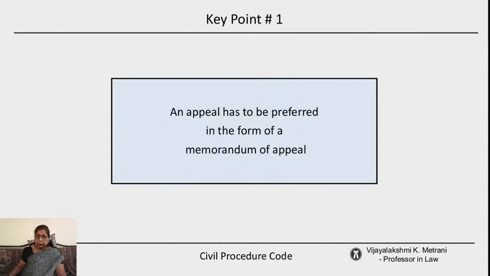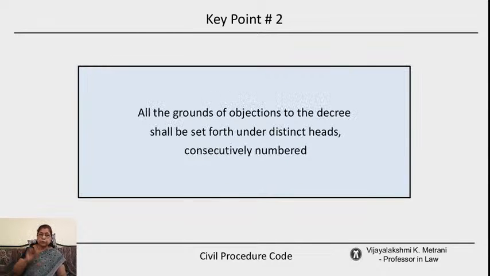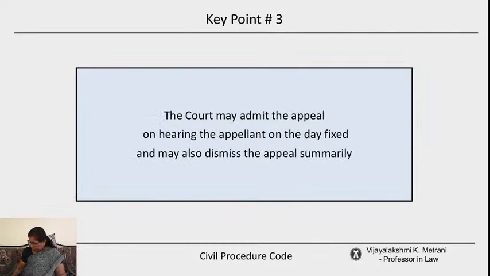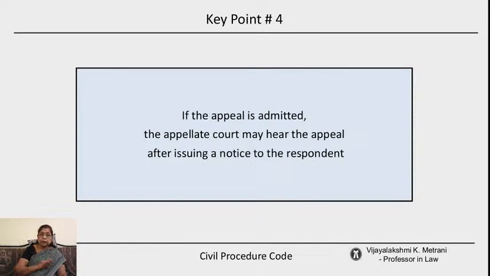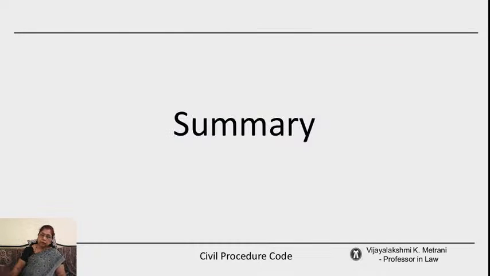that the basic thing is that the appeal has to be preferred in the form of a memorandum of appeal. Secondly, all the grounds should be set forth under distinct heads. Thirdly, the court may admit the appeal after hearing the appellant on the day fixed. It can also dismiss the appeal summarily. Fourth is, when it is admitted, the appellate court can hear or may hear after issuing a notice to the respondent. Then whoever appears, whoever does not appear, looking into that appeal will be decided.